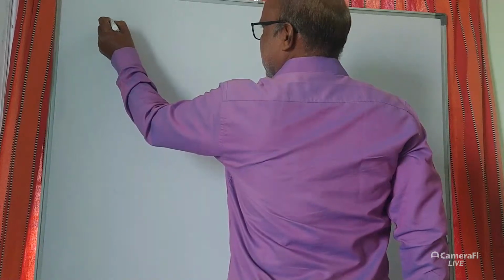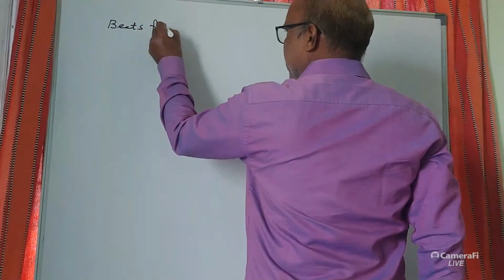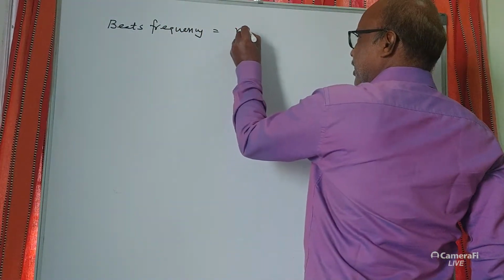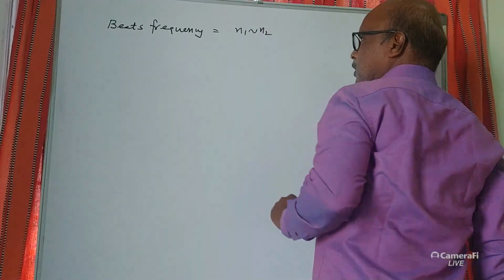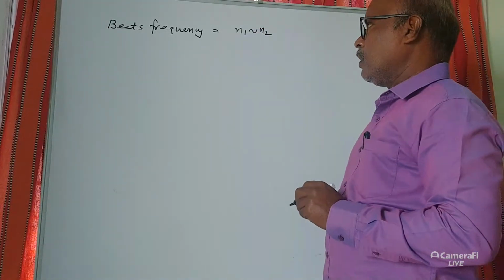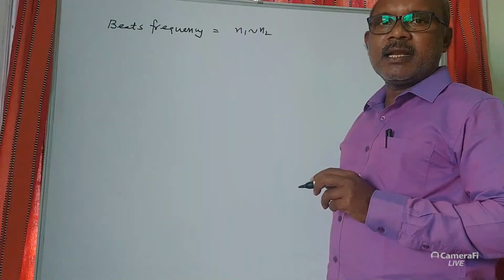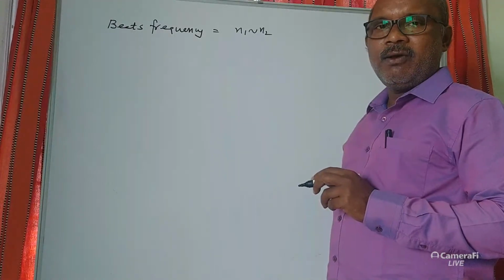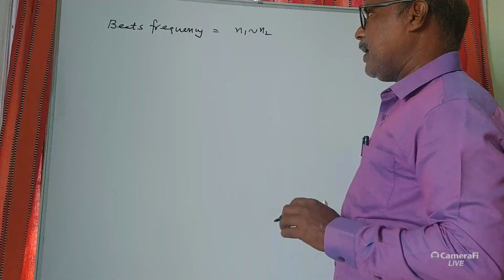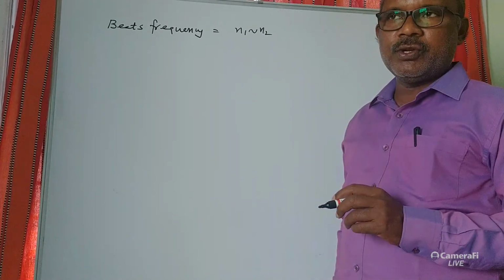it is number of beats heard per second. Beat frequency is n1 difference n2. It is equal to number of beats heard per second. So using the concept of the beats, we can determine the unknown frequency of a given tuning fork. So first I'll explain how to determine the unknown frequency of a given tuning fork.